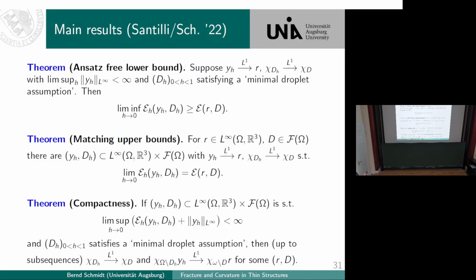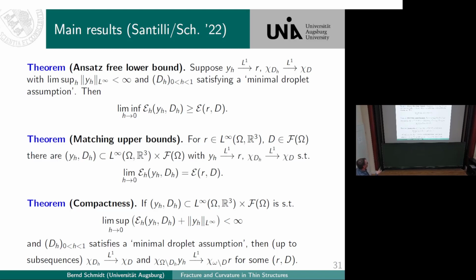But there's another point. We do have what we term a minimal droplet assumption, and this is an assumption that there can be small droplets of the film, there can be small voids, but there cannot be too many small voids that are much smaller than the film is thick. That's the main assumption. I will comment about this in the next slide. And then there are matching upper bounds. So this you can also get.